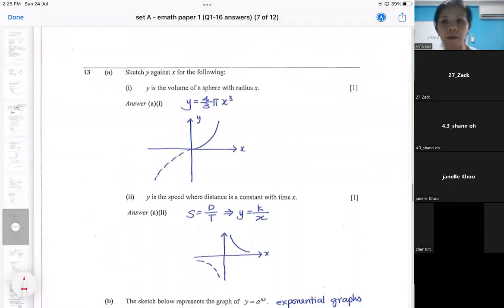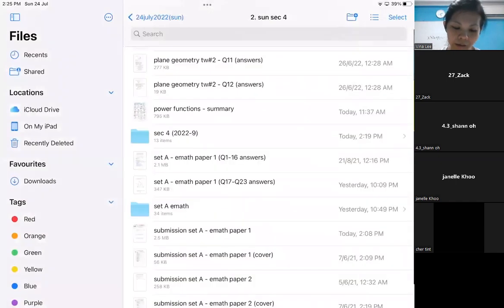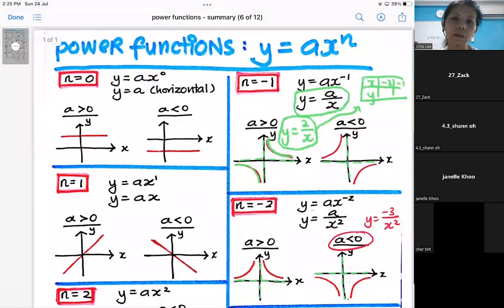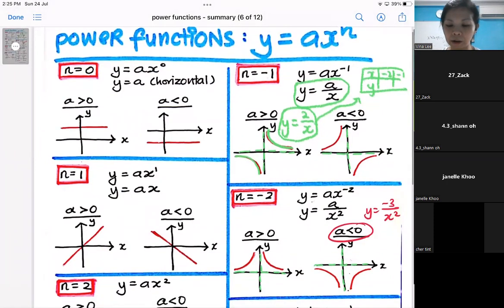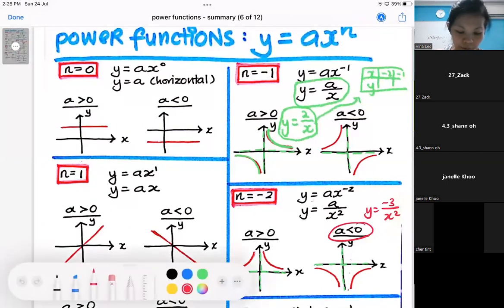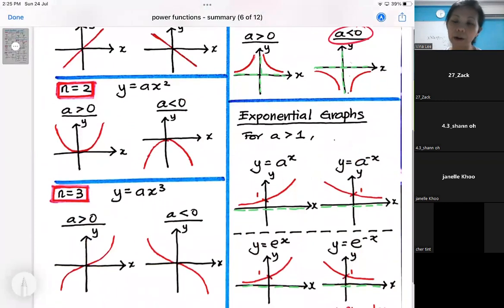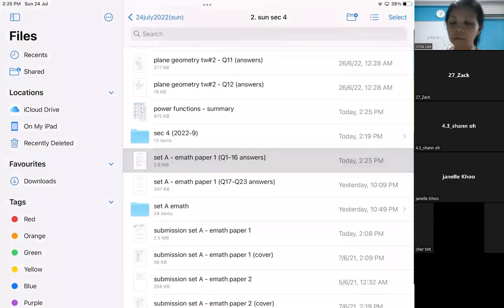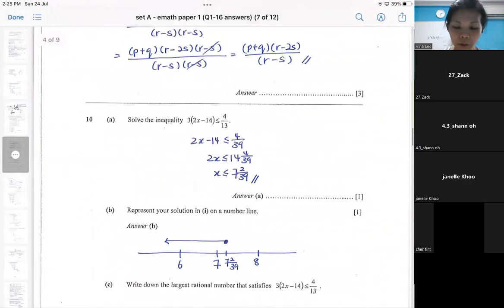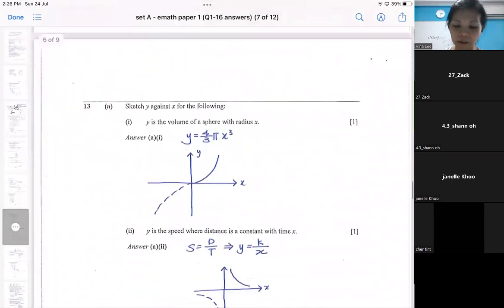Question 13 is the one on power function. In the group chat, did you realize I sent in something? I sent in this one. This is the one that you've got to memorize before you go for your EMF exam. These are the variety of graphs. Just now I was scribbling this. You've got to remember the reciprocal graph, the exponential graph, the quadratic graph, the cubic graph. So this is being tested in question 13.